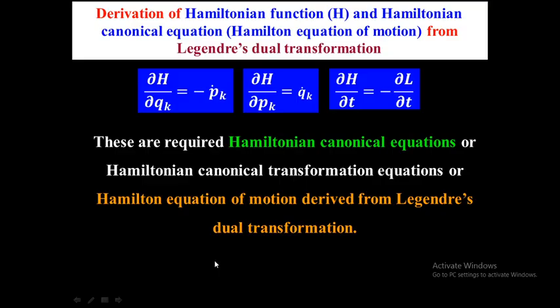So we started with the Legendre dual transformation equations. Then we considered the transformation from the Lagrangian to the Hamiltonian. Then we transformed those equations in terms of L and H, pk, qk and qk dot. By using those equations we reached the Hamiltonian function, and by using that Hamiltonian function and the Legendre dual transformation equation, we reached Hamilton's canonical equations.